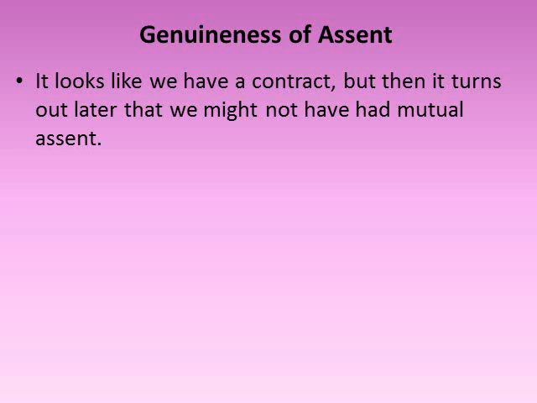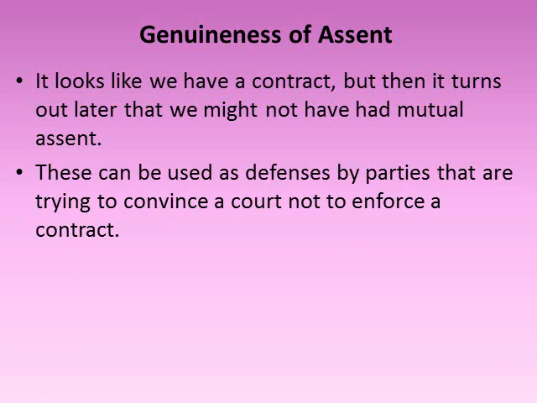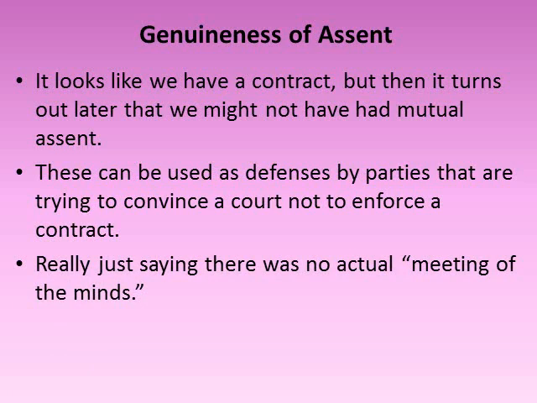And so this usually happens when one or more of the parties are trying to get out of a contract. This will be raised as a defense by a party that is trying to convince a court not to enforce a contract. And so somebody is maybe trying to enforce a contract, and one of the parties says, whoa, turns out we didn't have an agreement after all, and so there's really no contract that should be enforced here. So really what they're saying is that there was really no meeting of the minds in the first place. It looked like we had mutual assent, but it turns out there really wasn't mutual assent, and if there's no mutual assent, then we can't have a contract.